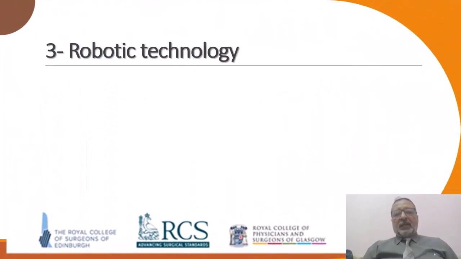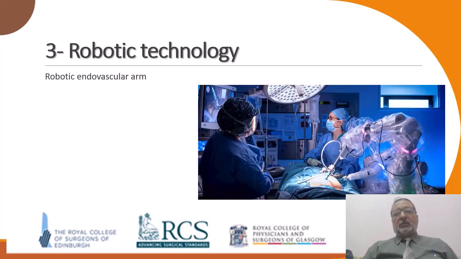The third application is robotic technology. We know that the robotic arm is having a huge amount of success in medicine. And one of the very important techniques is Magellan, robotic arm. This is the endovascular part where they are removing an embolus from the common carotid artery.